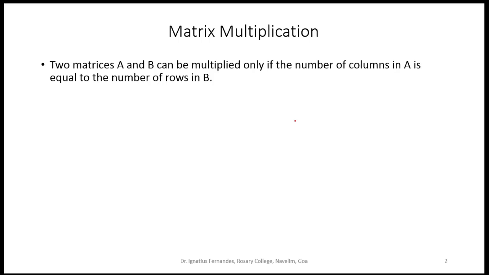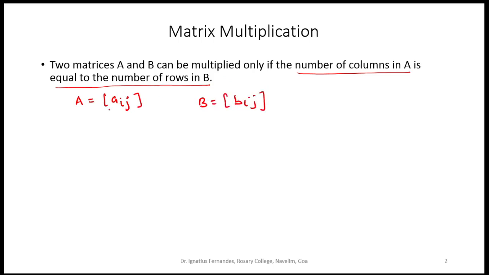Now for matrix multiplication to be carried out, the condition is that the two matrices A and B can be multiplied if the number of columns in A is equal to the number of rows in B. So if I have a matrix A, that is Aij, and a matrix B, that is Bij, and let us say the order of matrix A is M cross N, and we want to find out A into B, matrix multiplication A cross B. Now for this multiplication to be carried out, the requirement is the number of columns in the matrix A should be same as the number of rows in matrix B.